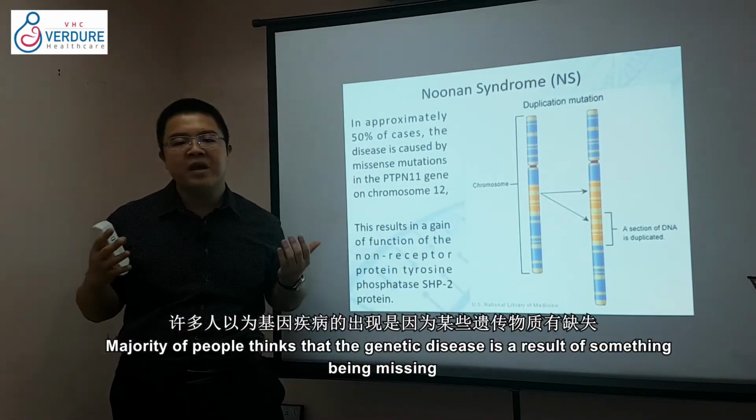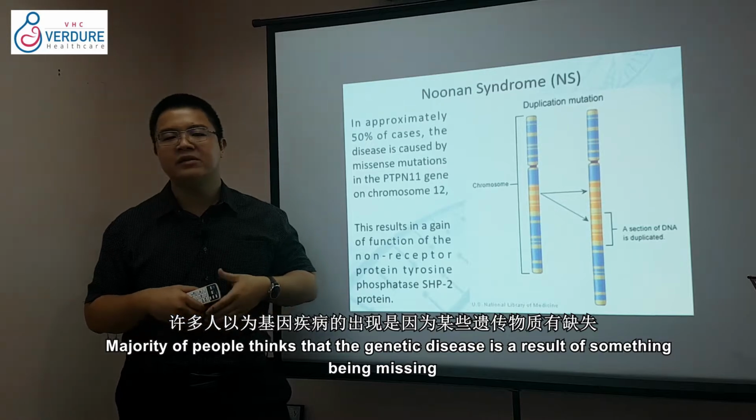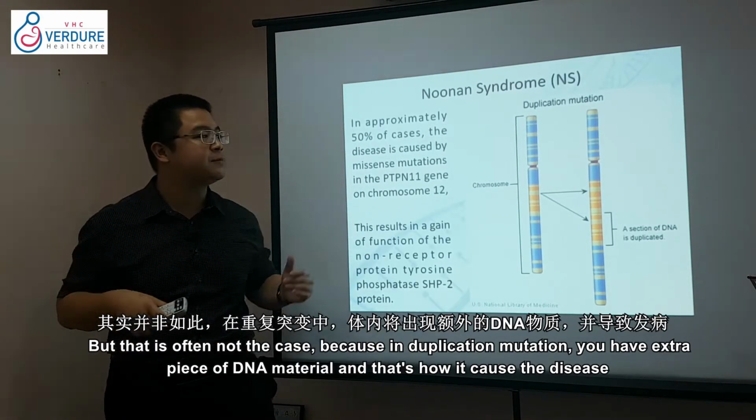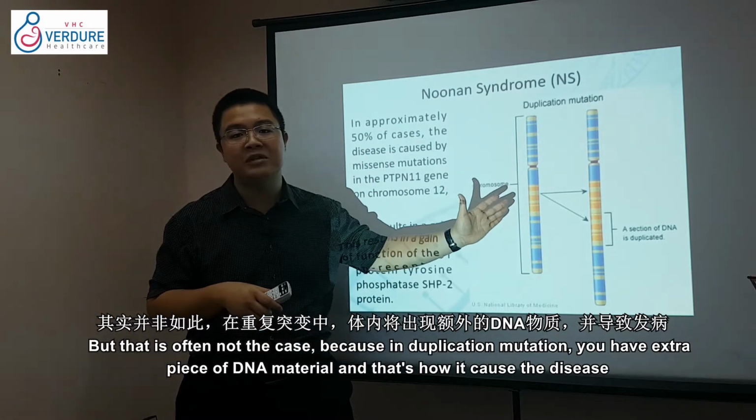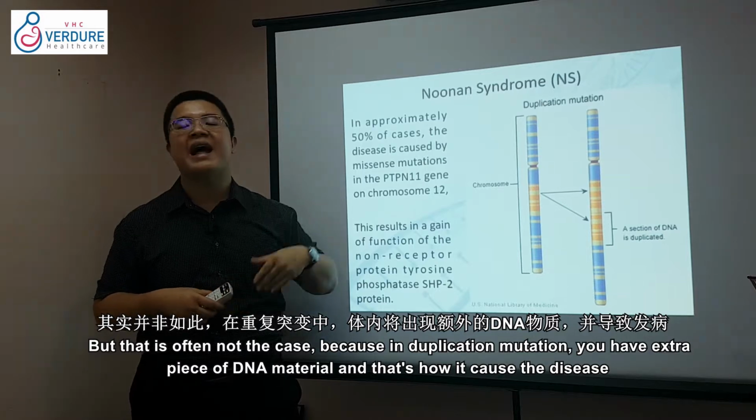Majority of people will think that a genetic disease is a result of something being missing, but that is often not the case, because for duplicated mutations, you have an extra piece of DNA material, and that is how it causes the disease.